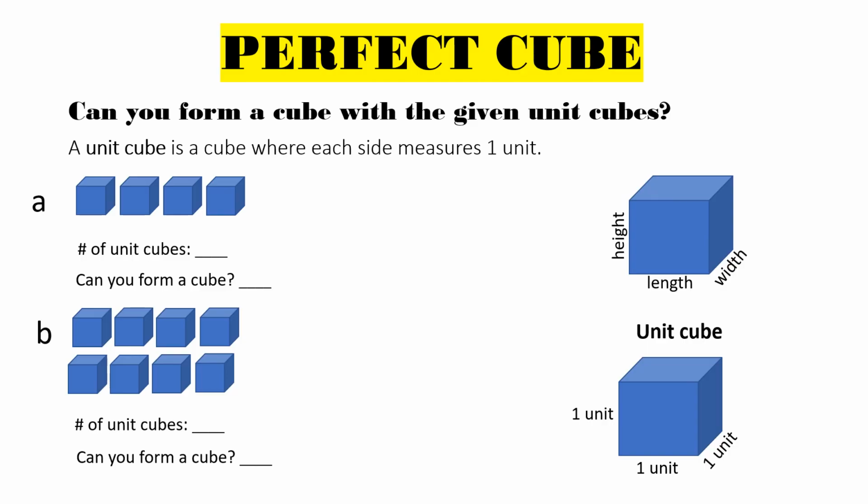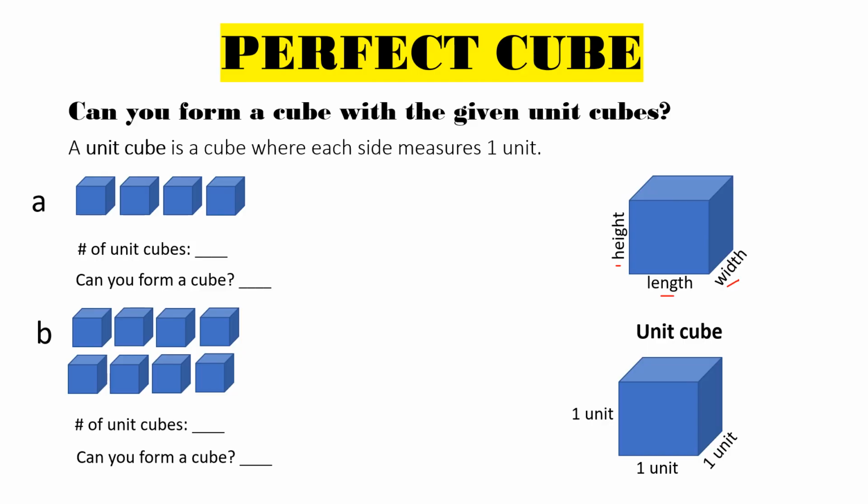A unit cube is a cube where each side measures 1 unit. So I have here the illustration, class, of a cube on the right side. Once again, class, we call a cube three-dimensional because it has a length, a width, and a height. If an object has length, width, and height, we call that a three-dimensional object.